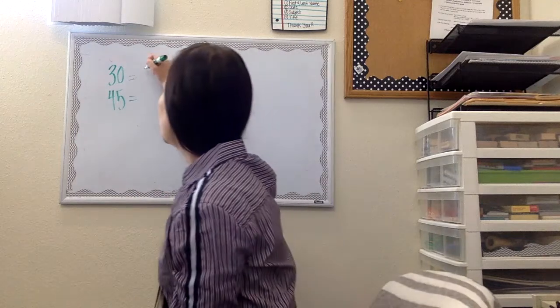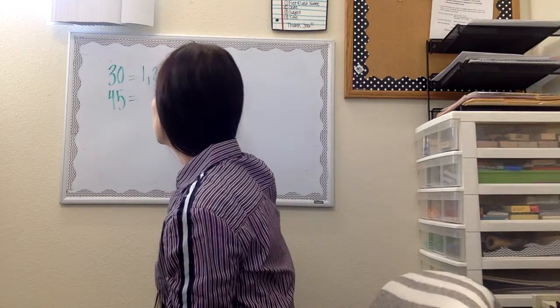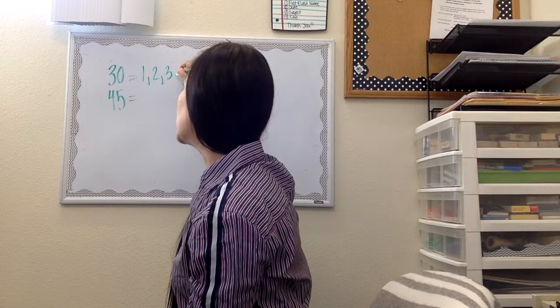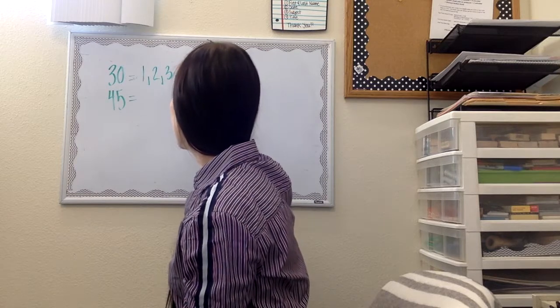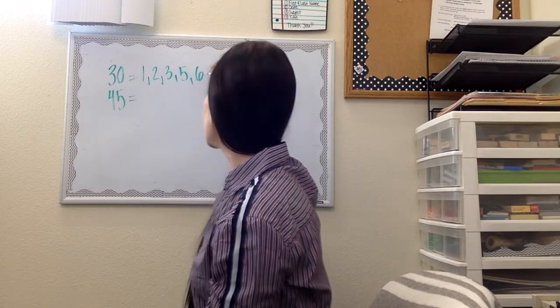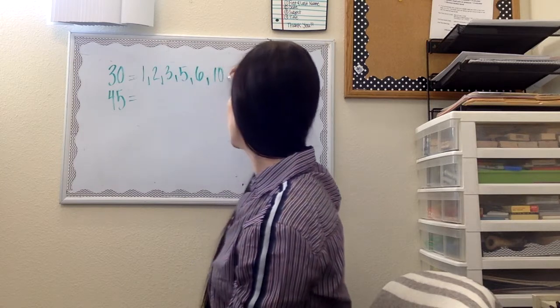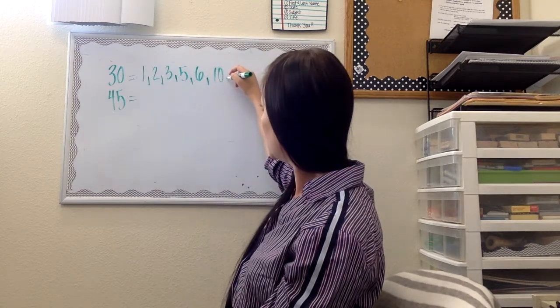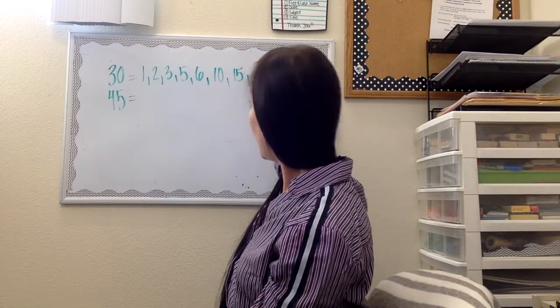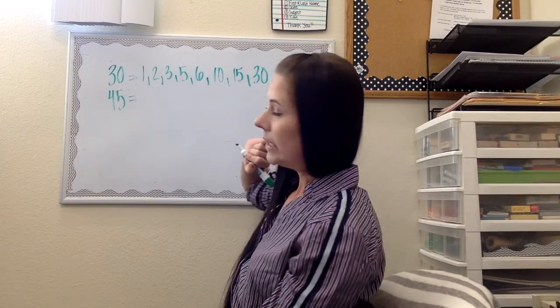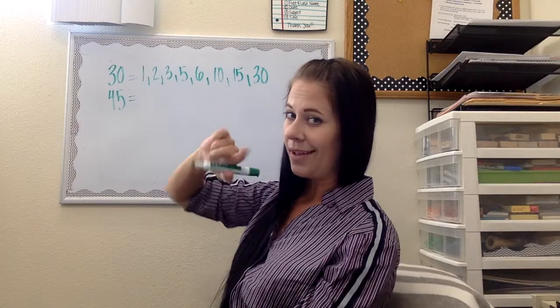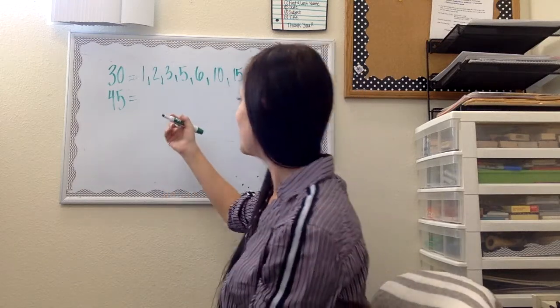So with 30, we have 1, 2, 3, 4 does not go in it, 5, 6, 7, I don't think goes in it, 8, 9, 10, 13, 14, 15, and 30. I don't think I missed one. Okay, but if I did, you make sure and you tell me next time I see you.